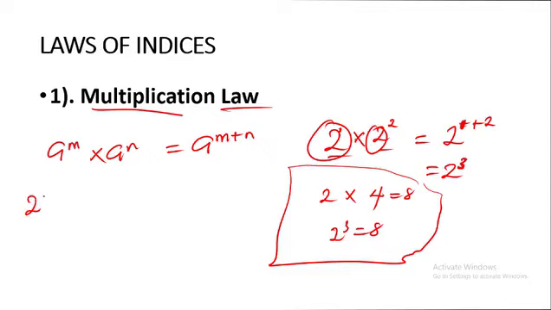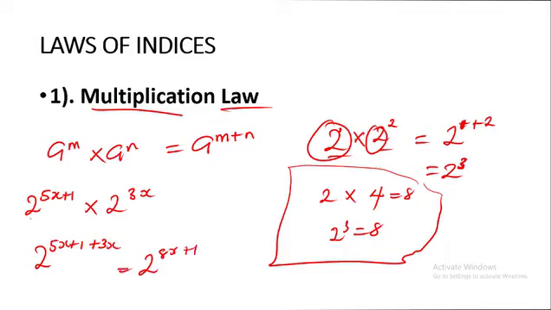Assuming you are given 2 raised to power 5x plus 1 times 2 raised to power 3x, all you do is pick the 2, which is the base, and then you add the powers. So we have 5x plus 1 plus 3x, and that will give us 2 raised to power 8x plus 1 as our answer. Then let's go over to the second law.